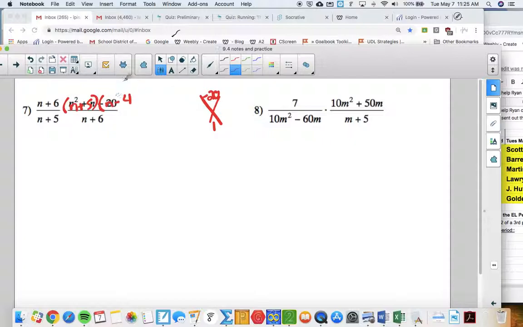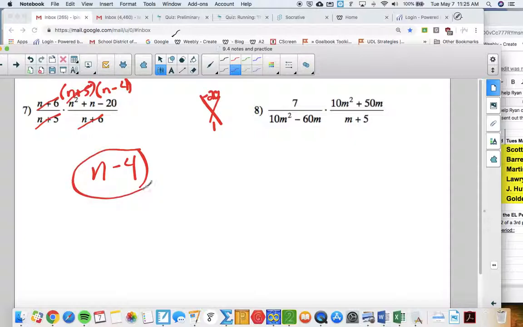So maybe I'll just rewrite that without trying to move it. I'll rewrite that right there. Maybe since that's all I have to factor. If there was a lot you had to factor, you probably should rewrite stuff so it's easier to see. So I have an n plus 6 and an n plus 6, and I have an n plus 5 and an n plus 5 for a factor, so that means I'm just left with n minus 4. That is the answer.